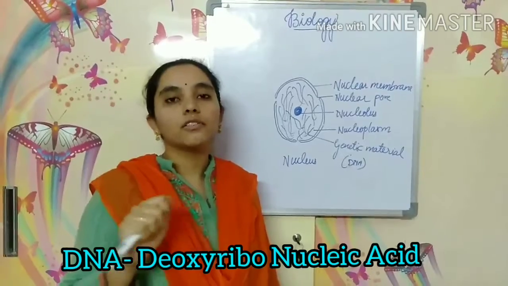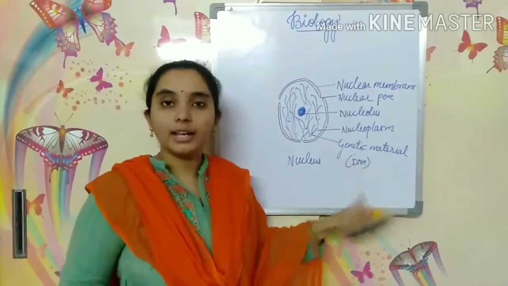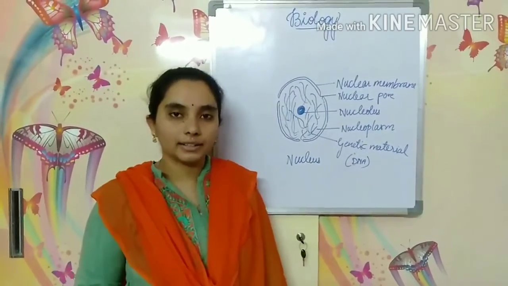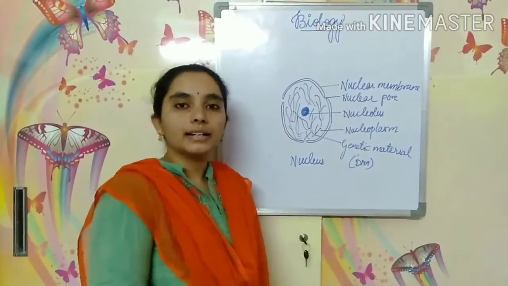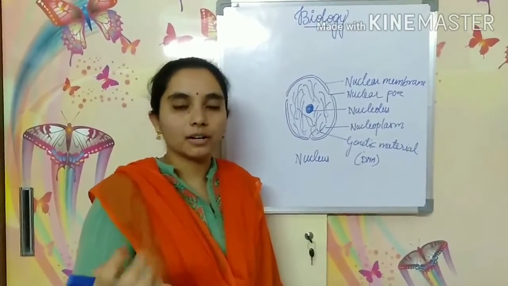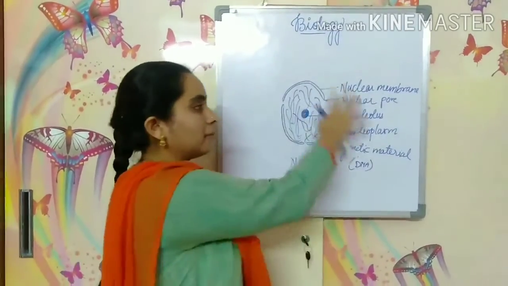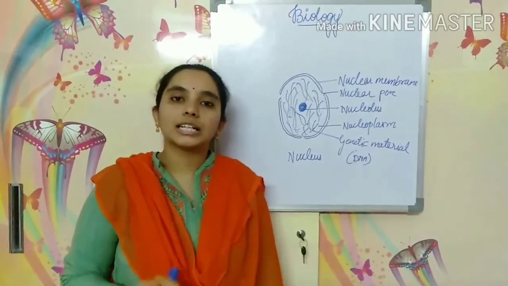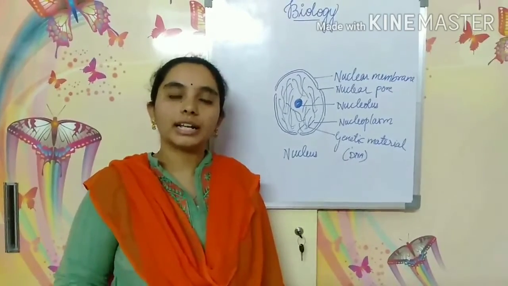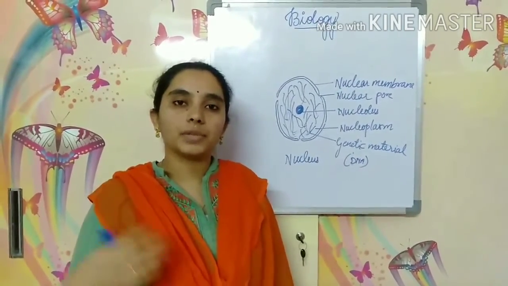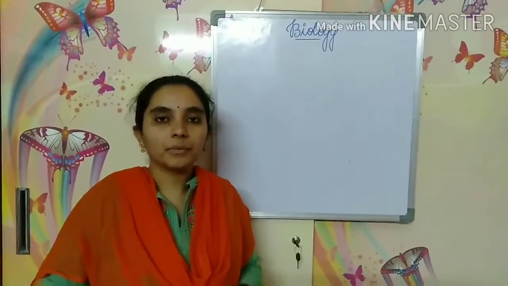The full form of DNA is deoxyribonucleic acid. This DNA is responsible for inheriting characters. The young ones get this DNA from the father and mother, and that character is displayed or exhibited in the younger ones. So this is about the nucleus: its main function is that it controls the activity of the cell, and it is also responsible for inheriting the characters from the parents.